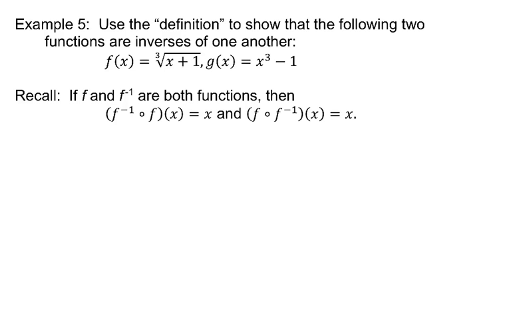Now, there's one little side thing I want to show you. When you read in your book, or try some of the homework in the book, you might see an example or a question like this. Use the definition to show that the following two functions are inverses of one another. And if you look back, these are actually examples that we did before. We started with f of x equal the cube root of x plus 1 and ended up with x cubed minus 1. So you might say, oh, well, isn't that what we did?